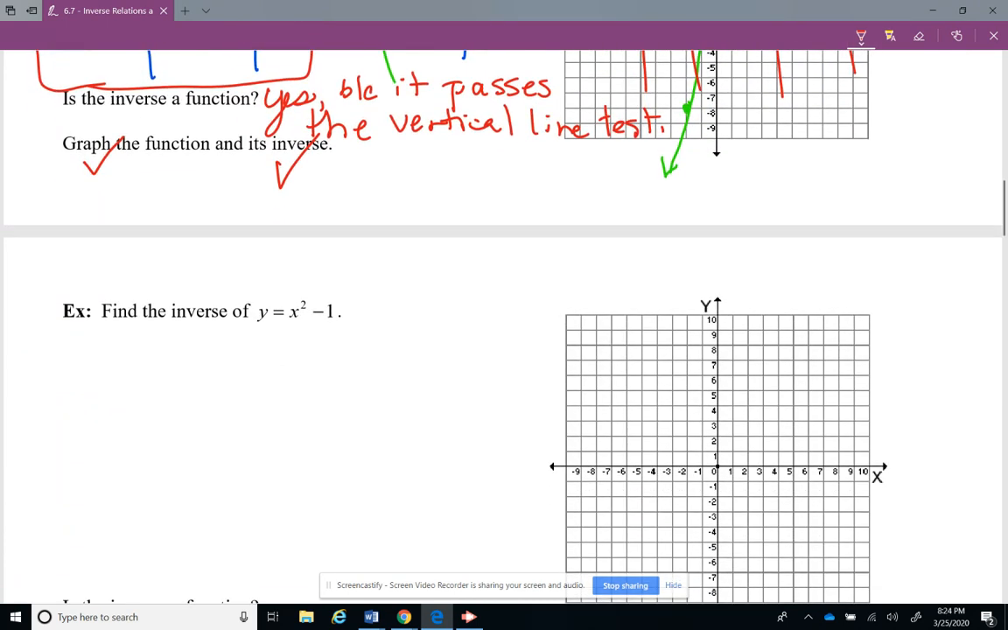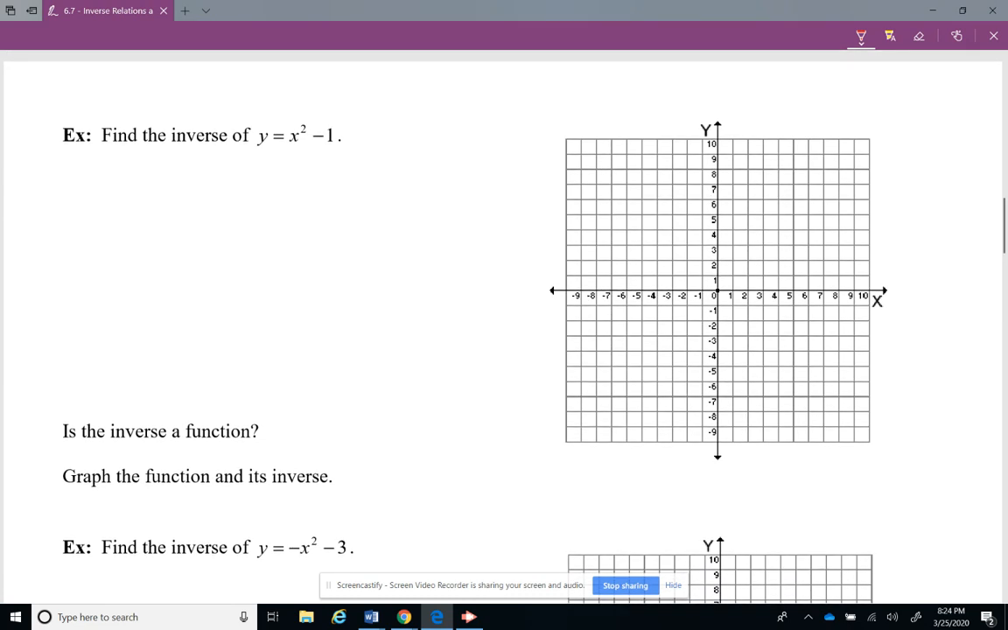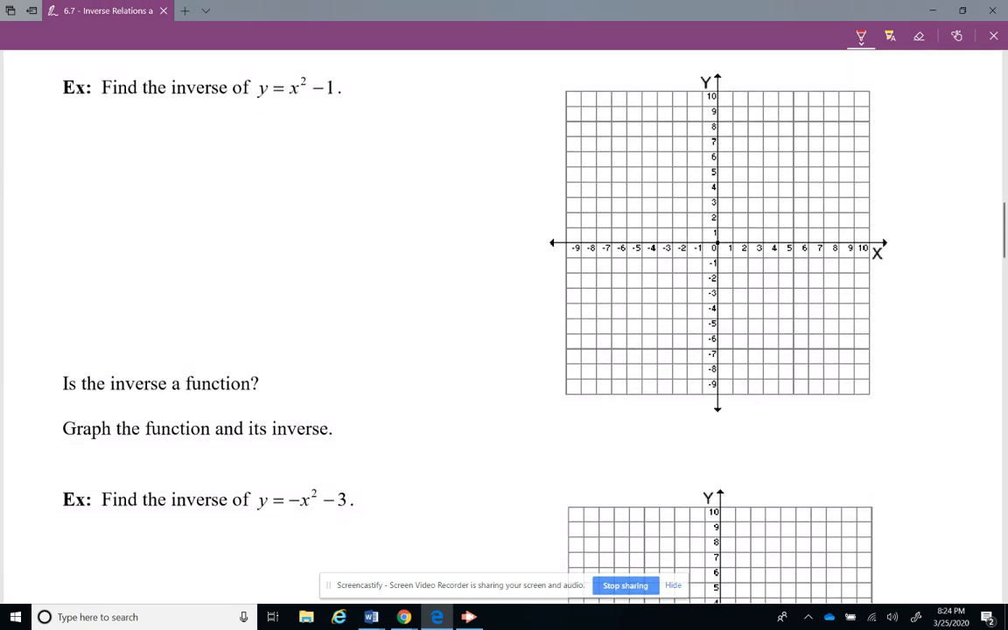All right, we're going to flip the page over. For me, that is. Maybe not for you. You might have two separate pages. All right, we're going to find the inverse. Before we find the inverse, we're going to go ahead and graph this one.